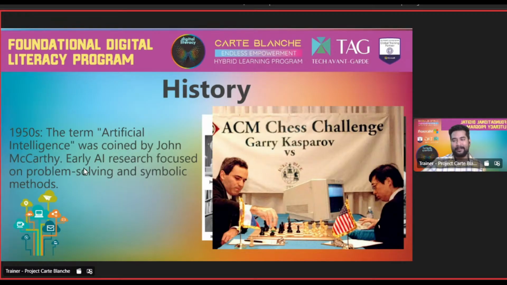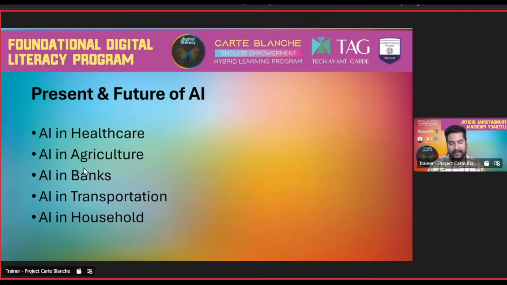When you put in your choice, the computer has its own choices to beat you. It has been programmed like that. So the future of AI is definitely big. Tomorrow, in every sector, AI is going to be influencing healthcare, agriculture, banks, transportation, and household, which we can discuss in detail.